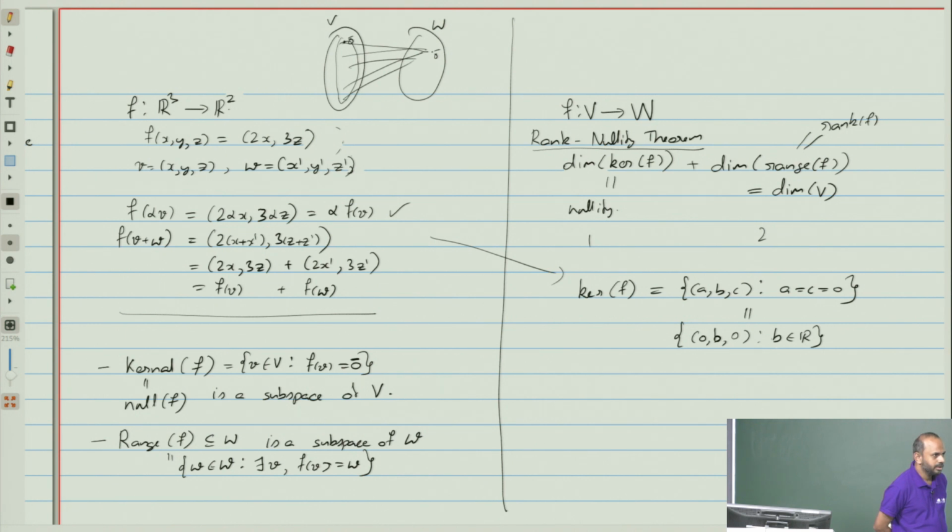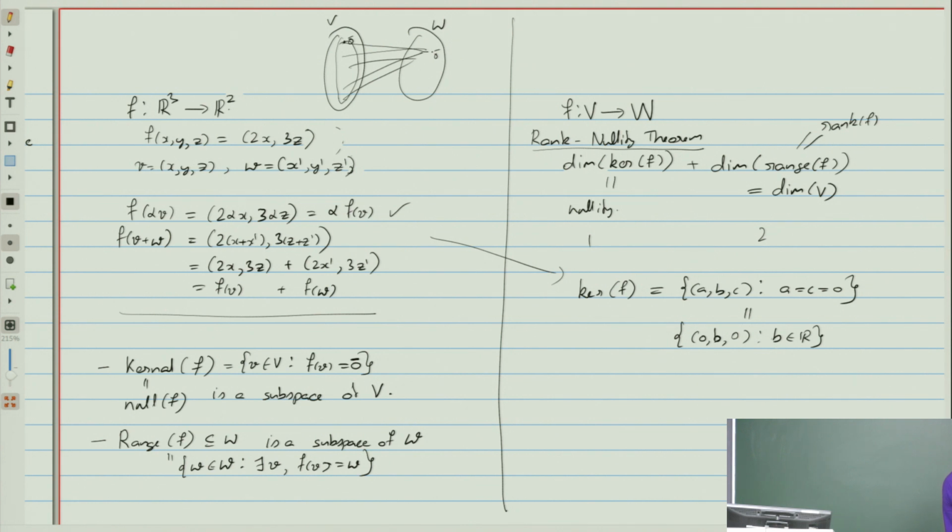Sorry, not bipartite, sorry, bijective. Why does it have to be bijective? No, the rank nullity theorem is true. It's just this. No, this is true. What I'm saying is another special condition. You wrote F maps from V to V, right? Then this is also the rank nullity theorem. Correct. That is the rank nullity theorem.